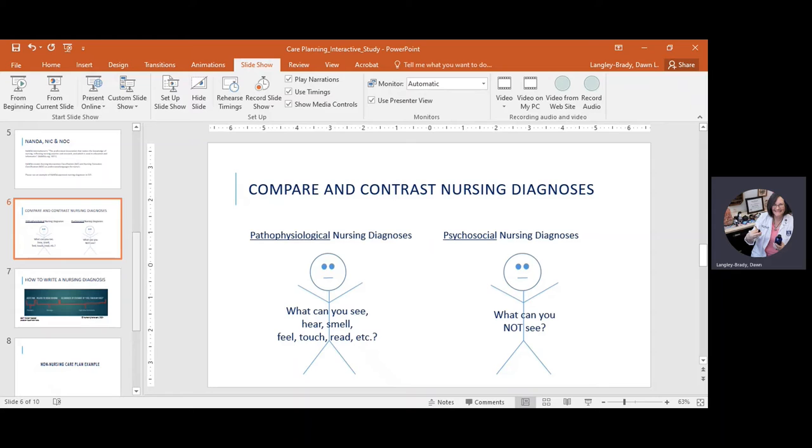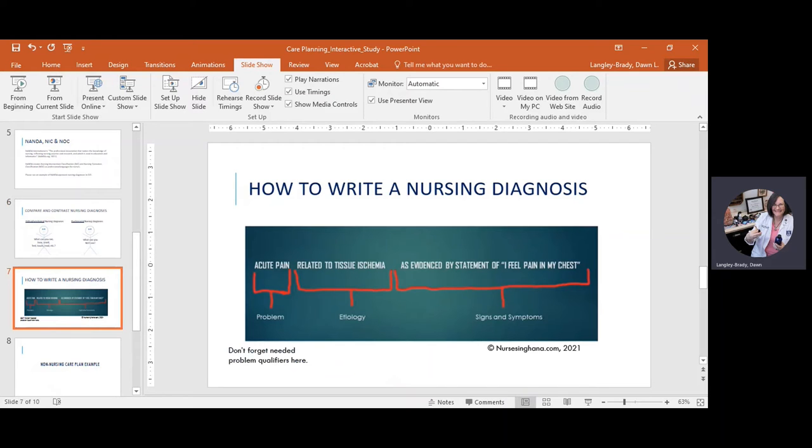Now, I'm gonna skip to the next one. We're gonna say how to write a nursing diagnosis. So the parts of it, the PES, right? The problem, the etiology, the signs and symptoms, plain and simple. For this one, it says acute pain related to, or that's R/T, related to tissue ischemia, right? They're not getting blood flow to, say, their fingers. As evidenced by the statement of, I feel pain. Oh, I'm sorry, his is in his chest.